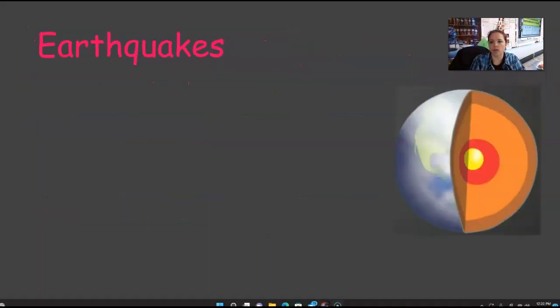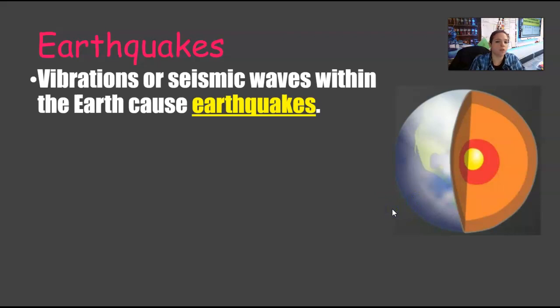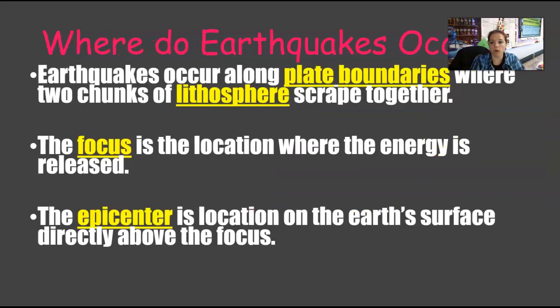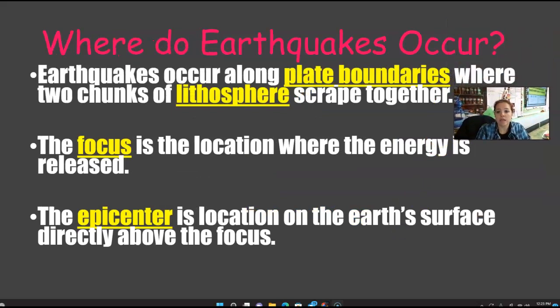All right, so first off, we have earthquakes. These are vibrations or seismic waves within the earth, which cause earthquakes. The seismic waves. All right. Movement within the crust causes rocks to bend and break or move, and this is due to stress, resulting in the vibrations, and these cause earthquakes. All right, so where do they occur? Typically, earthquakes occur along plate boundaries where two chunks of lithosphere scrape together.